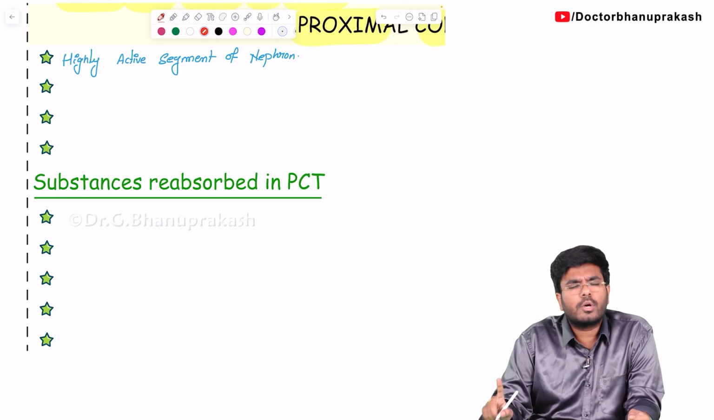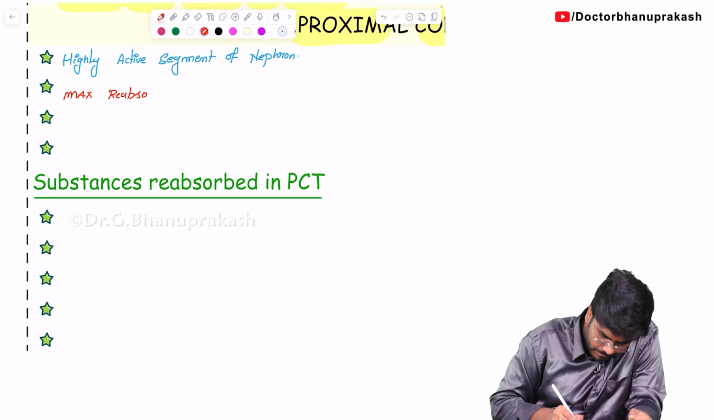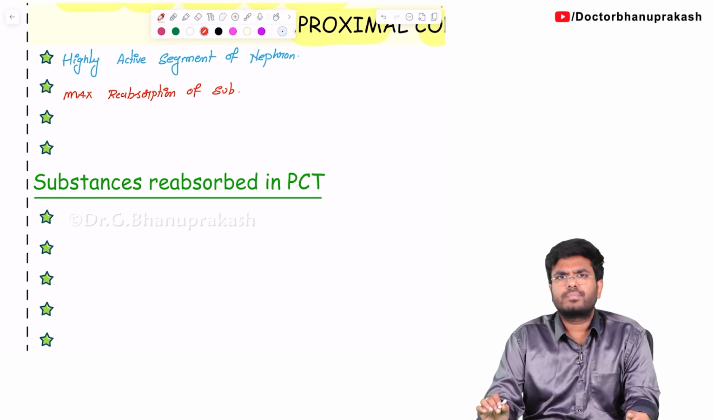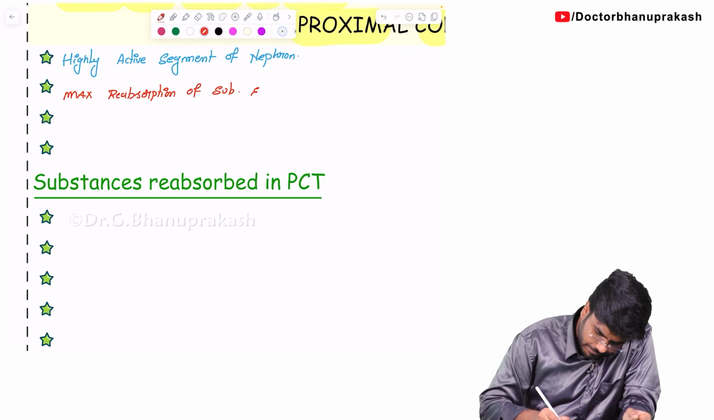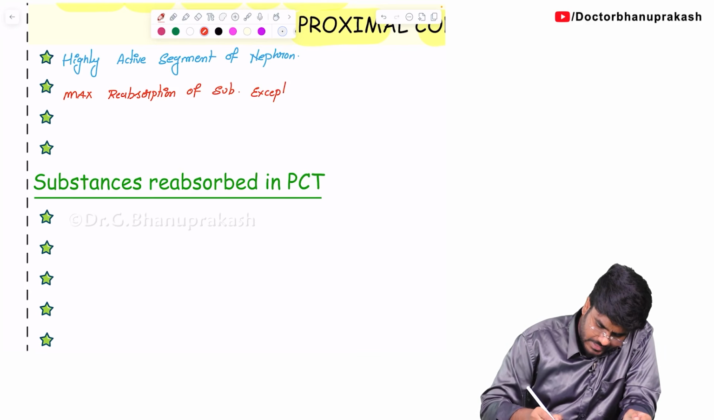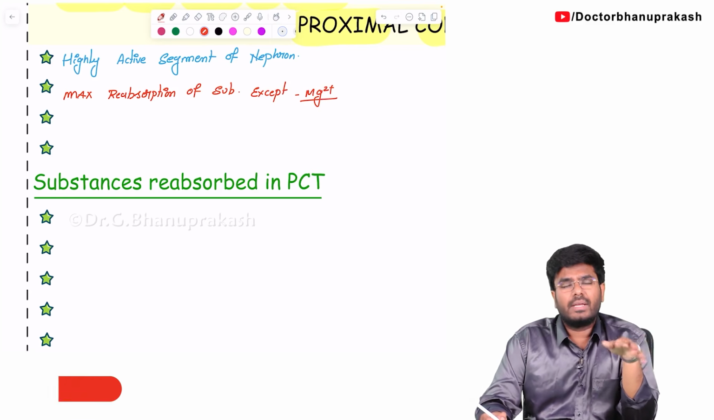Maximum reabsorption occurs where? In the PCT. Maximum reabsorption of substances occurs in the PCT. Most of the substances are maximally reabsorbed in the PCT, except one, except magnesium. Other than magnesium, all other substances are maximally reabsorbed in the PCT.